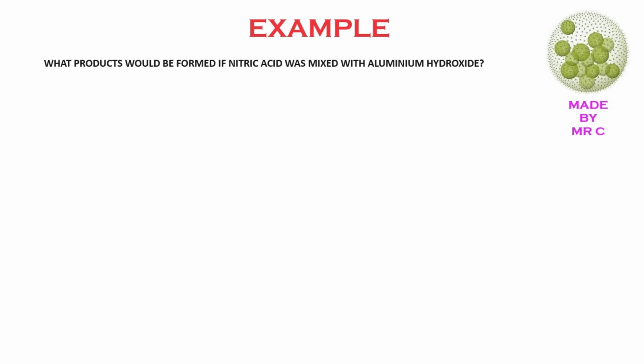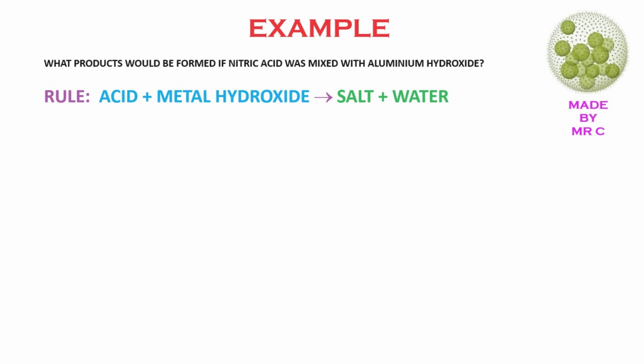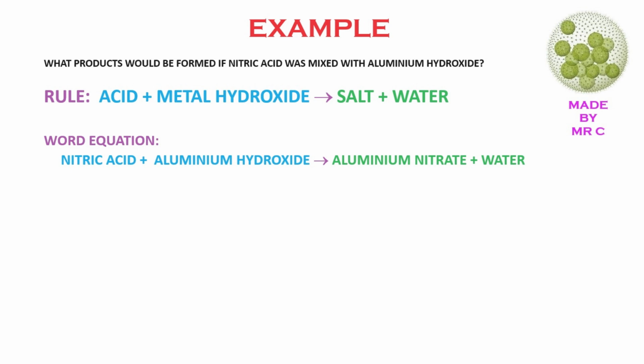So let's now do an example. What products are formed if you add nitric acid to aluminium hydroxide? The rule is acid plus metal hydroxide gives us salt plus water. So the word equation would be nitric acid plus aluminium hydroxide, arrow to aluminium nitrate plus water. The salt here is aluminium nitrate because we've taken the cation from the hydroxide, which is aluminium, and the anion from nitric acid, which is nitrate. So we put them together and it forms aluminium nitrate.